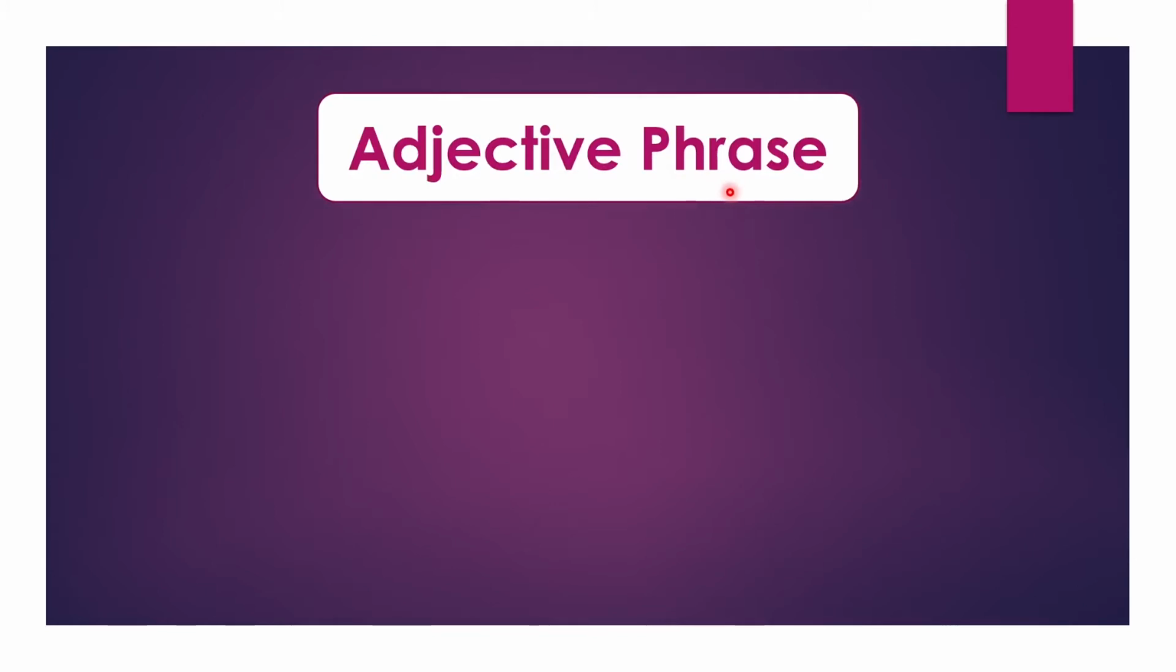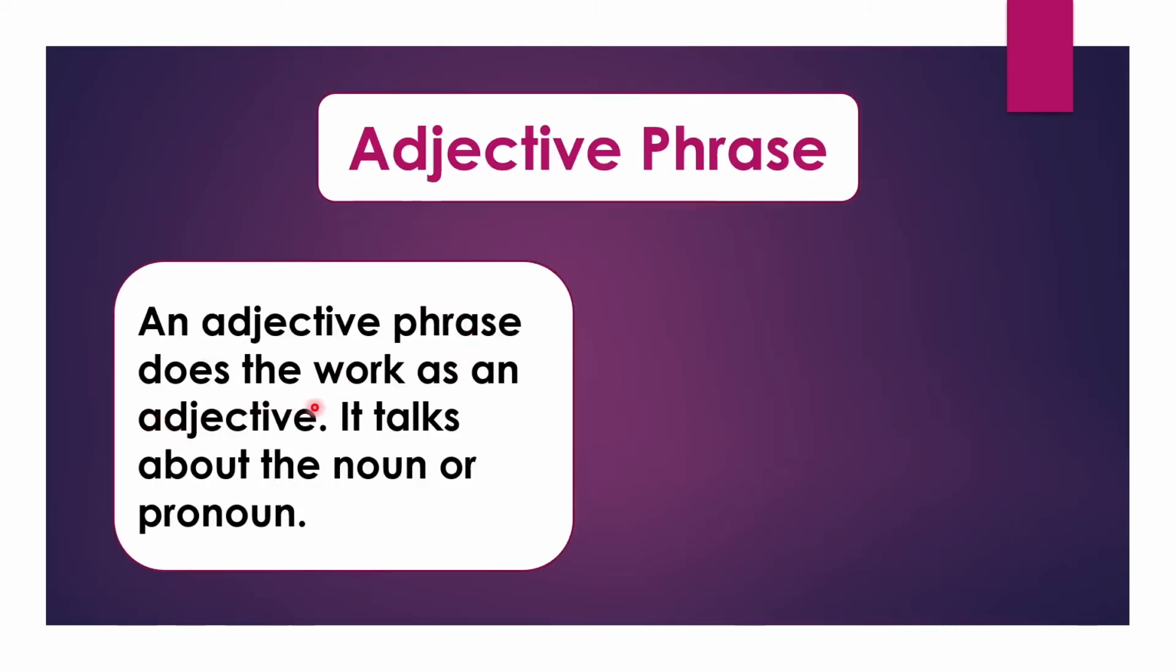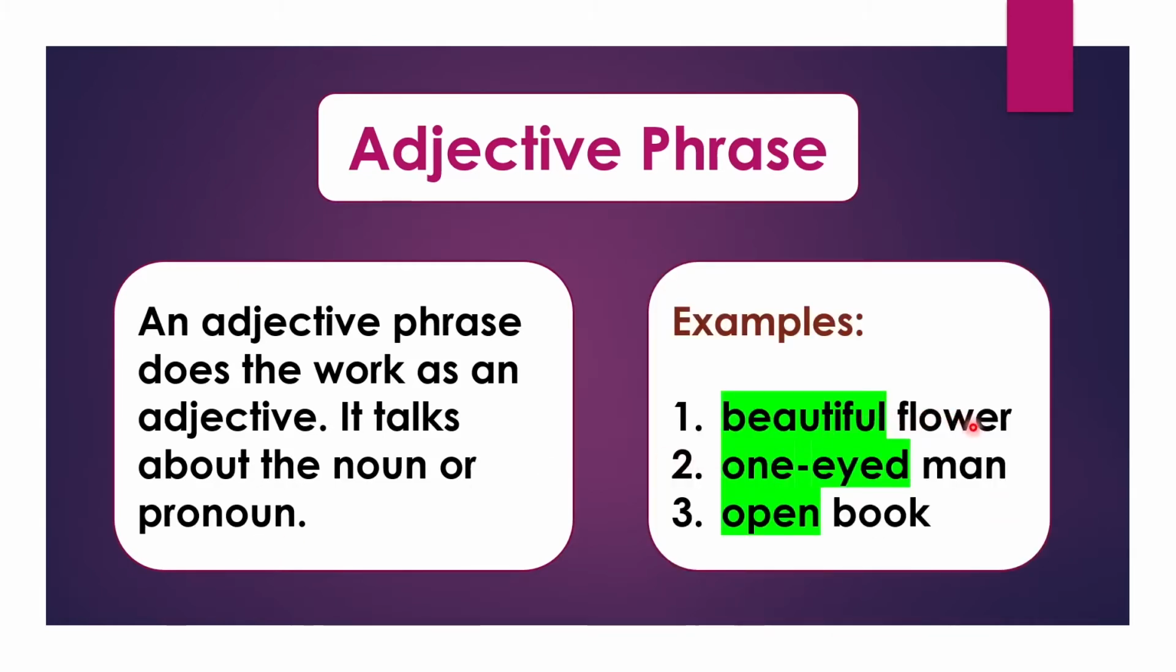Now adjective phrase. An adjective phrase does the work of an adjective. It talks about the noun or pronoun. You know what is adjective, right? Adjective means describing words which describe a noun or a pronoun. For example, beautiful flower. So we know flower is the noun. So how is the flower? The flower is beautiful. So this adjective beautiful is describing the noun flower. So beautiful is the main word in this phrase. So this is adjective phrase.